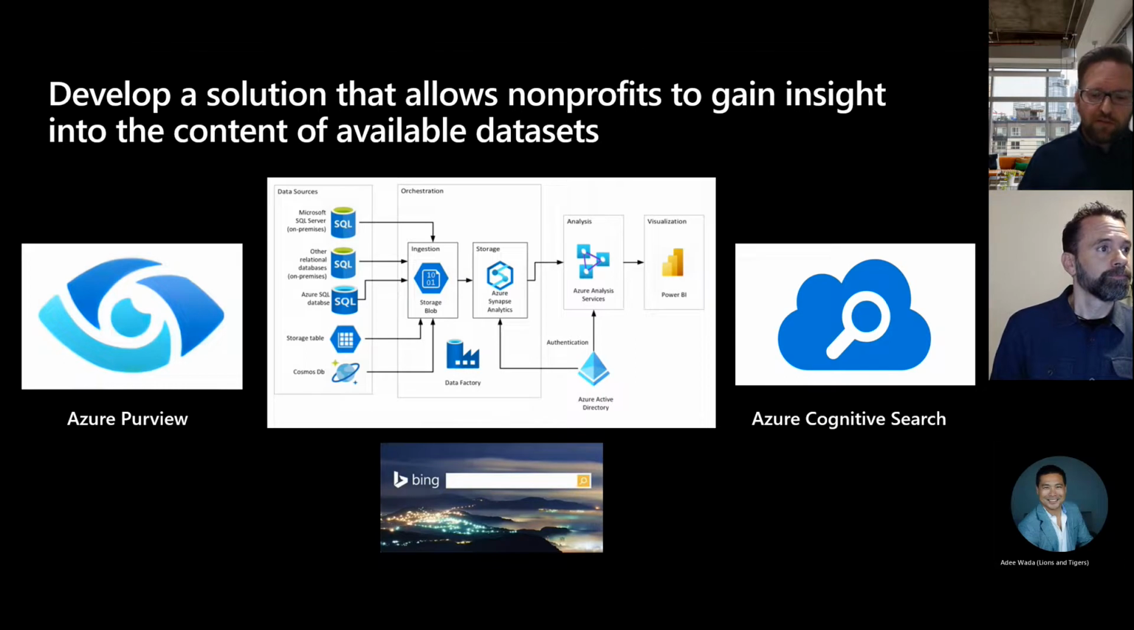And challenge number 5, this is our last challenge. Nonprofit organizations have access to a range of internal and external data sets, but they often don't fully understand what's in the data. Develop a solution based on Microsoft Cloud technologies that allow nonprofits to gain insight into the content and/or suggested usage of available data sets. This is a massive problem in the not-for-profit space. I would venture to say that this remains a massive problem across all industries.